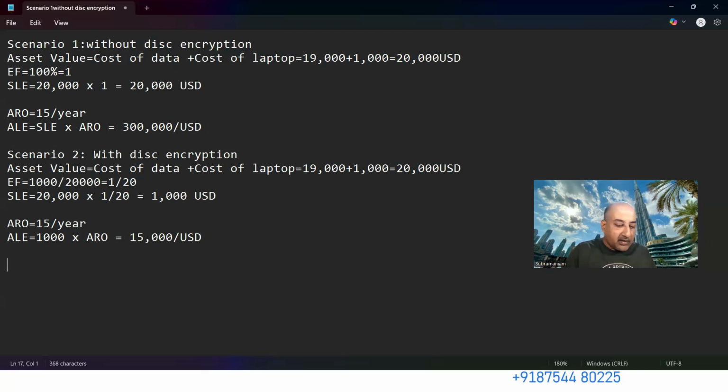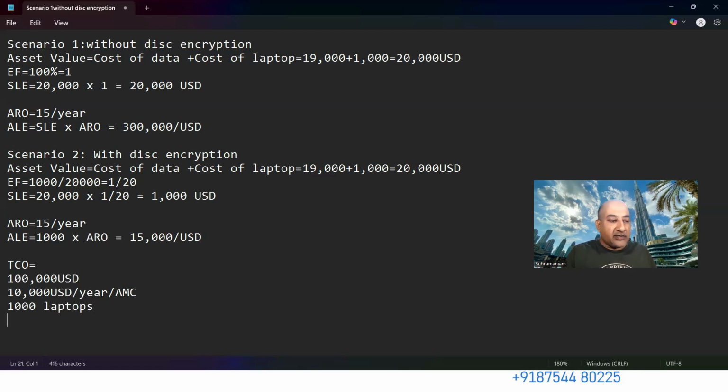Now there's something called total cost of ownership. What is the total cost of ownership? For example, if the encryption software costs you 100,000 US dollars, and 10,000 USD per year is the maintenance fee, AMC, the annual maintenance charge from the vendor, and then let's say there are 1,000 laptops.